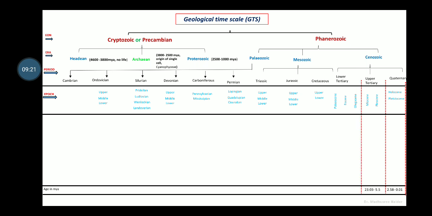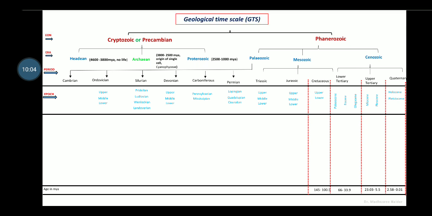Upper Tertiary is almost 5.5 to 23.03 million years ago. Lower Tertiary is almost 33.9 to 66 million years ago. And here the Cenozoic era ended, and then started the Mesozoic era, and that started from 100.5 million years ago, and it ends with 145 million years.